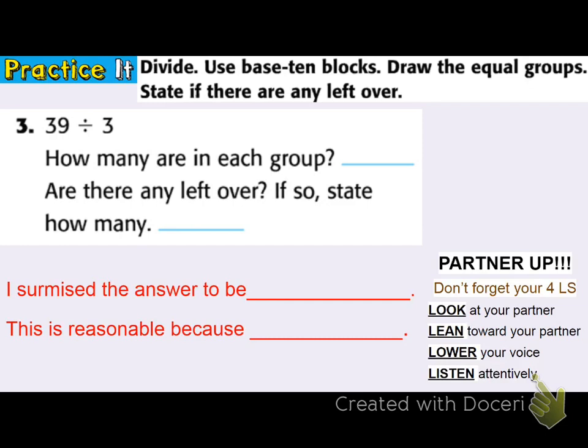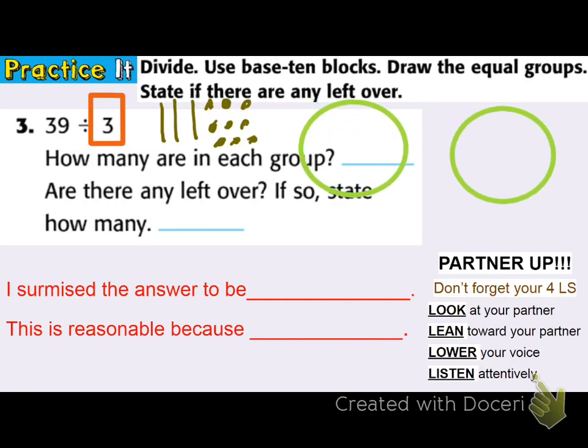Well, step 1 tells me to go ahead and draw. So I'm going to draw my 3 groups of 10. So 10, 20, 30. And then there's 9 ones. 3, 4, 5, 6, 7, 8, 9. So I have a model of 39. I now need to put 39 into 3 equal groups. So I'm going to draw my 3 groups.